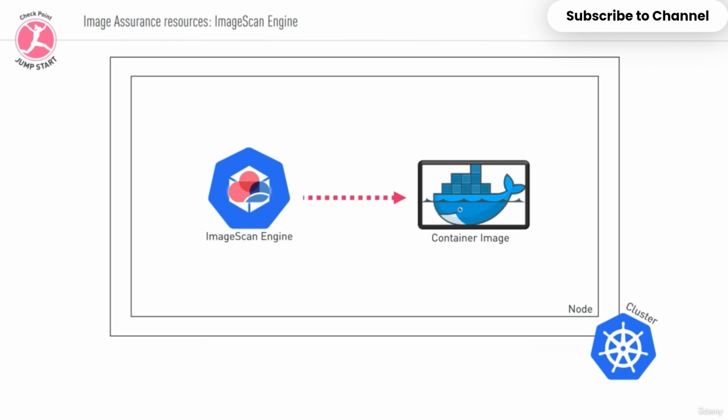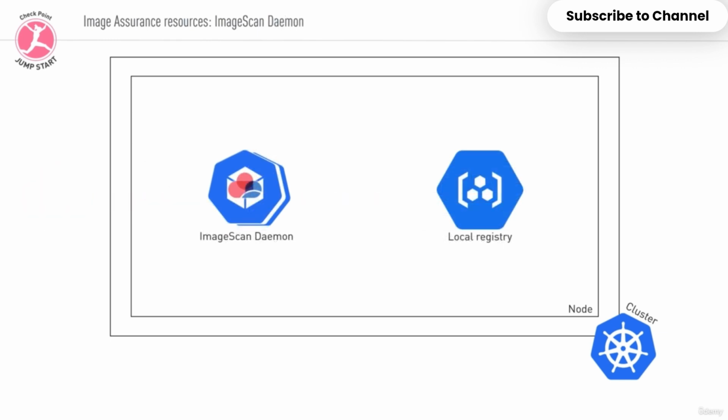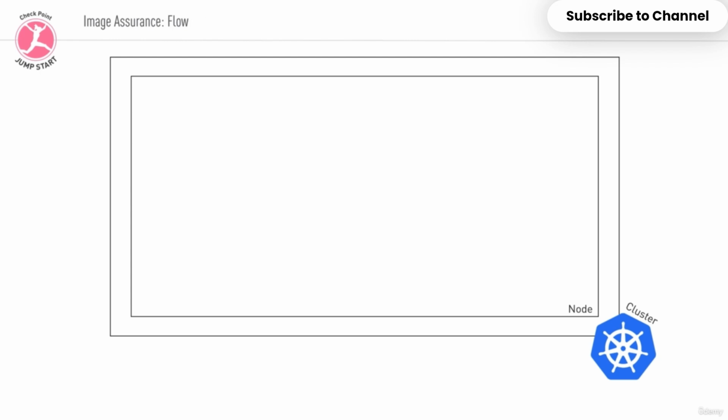Image assurance uses the following resources. The image scan engine, which is responsible for analyzing and scanning the image locally. This agent sends the backend the necessary information to complete the scan. And the image scan daemon, which is a Kubernetes daemon set that checks the local registry on every node to find the deployed images on the node. So, once deployed, the flow looks like this.